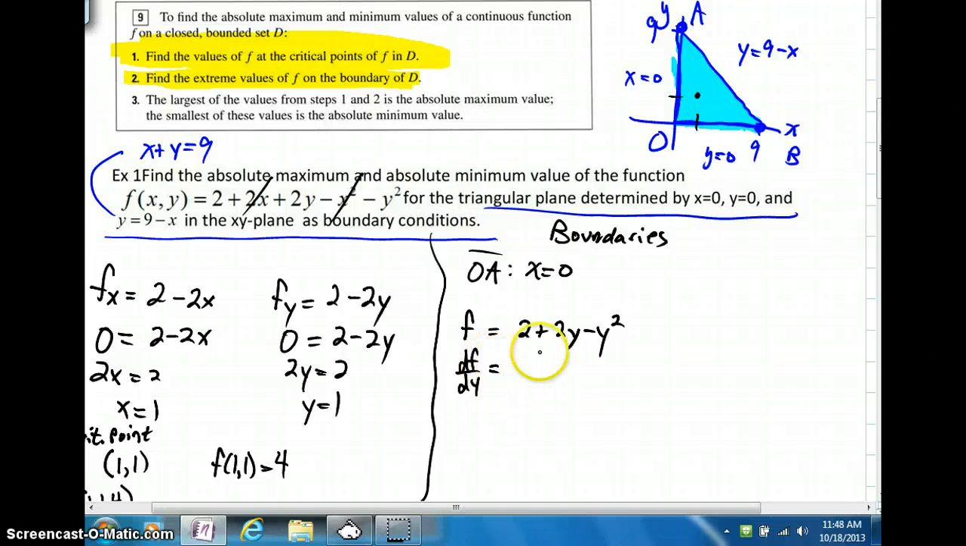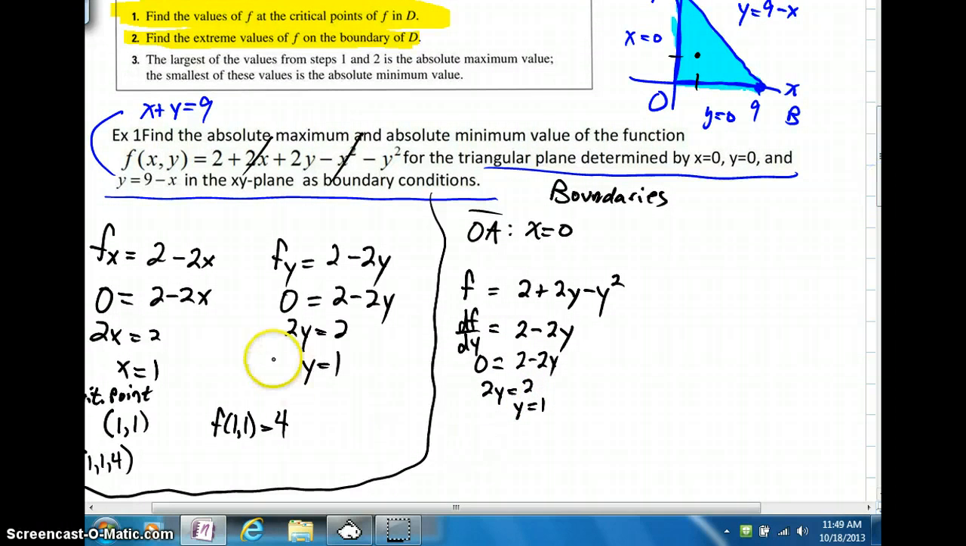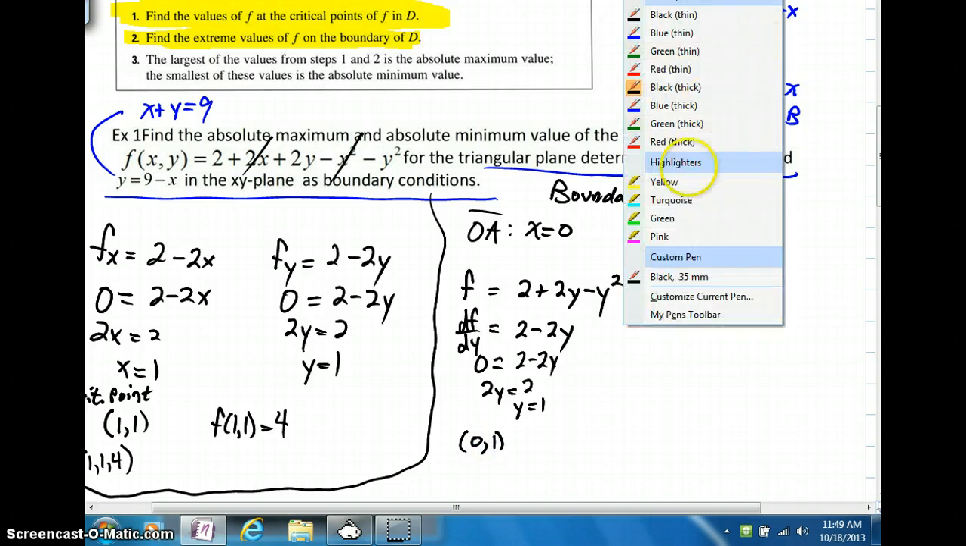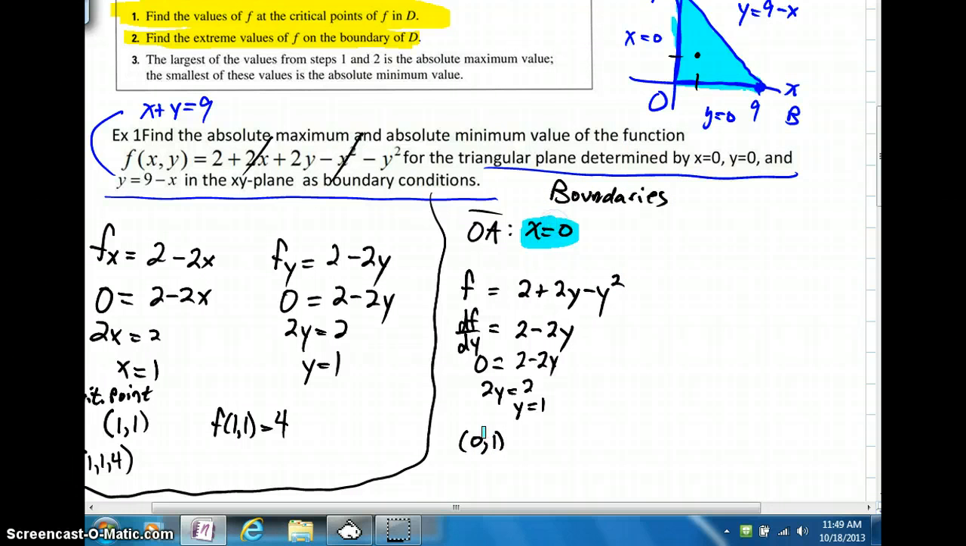Let's take our derivative of f with respect to y. We could very quickly see we'd have 2 minus 2y. If I set that equal to 0, very quickly we could solve, and we'd say, well, wow, 2y is equal to 2. We'd get y would equal 1. But please understand something. We don't have the ordered pair that we had before. We're going to have the ordered pair 0, comma 1. And the reason is, my goodness, x is equal to 0 here. So we have 0, comma 1.